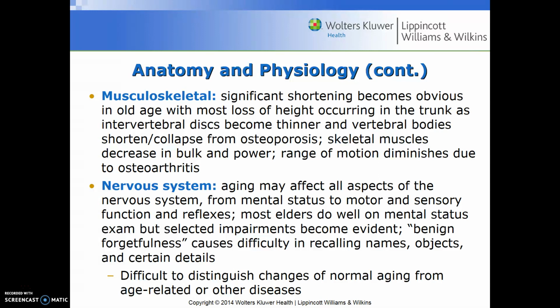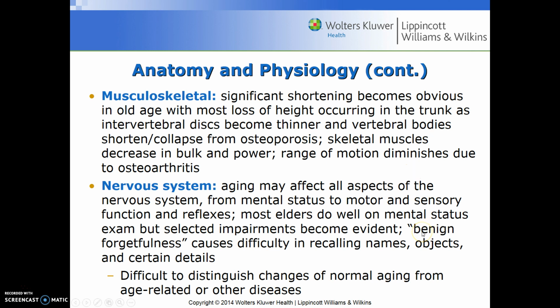Musculoskeletal. In the musculoskeletal system, we do see significant shortening occurring as a person ages, and loss of height as the trunk and the intervertebral discs become thinner, and the vertebral bodies shorten and collapse from osteoporosis. Skeletal muscle decreases in bulk and power, and range of motion diminishes in osteoarthritis. There's about 30 to 50% decline expected in that bulk and power. And sarcopenia means loss of lean body mass and strength with aging.